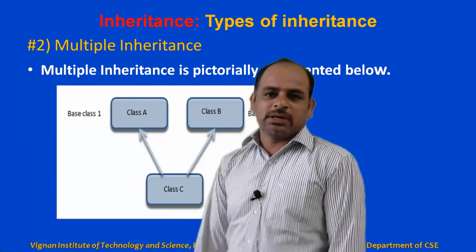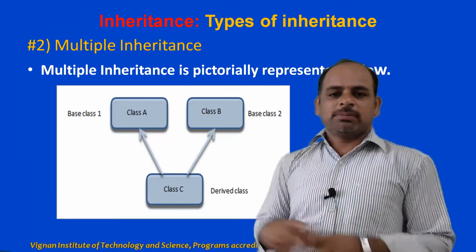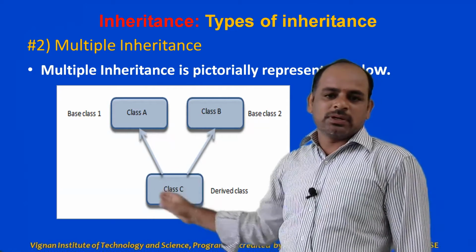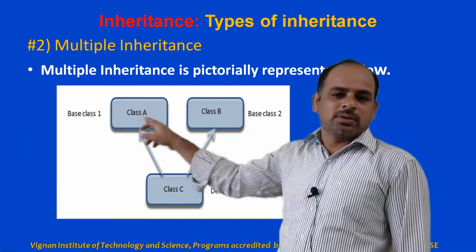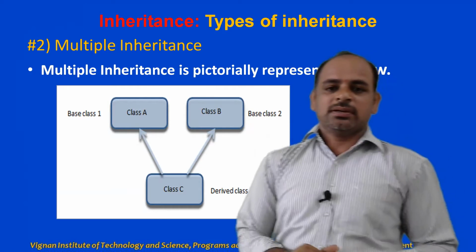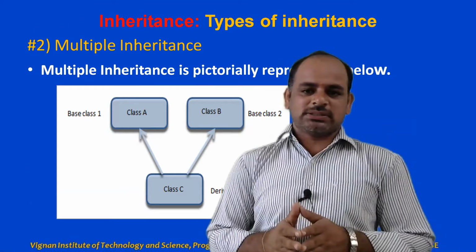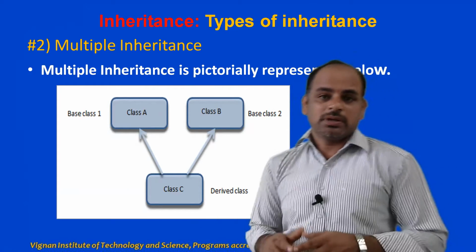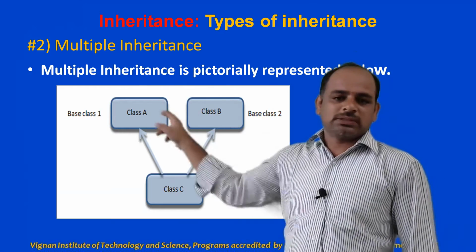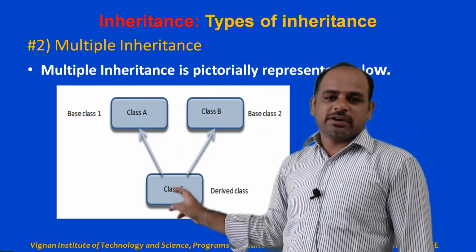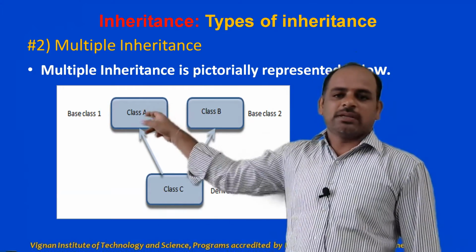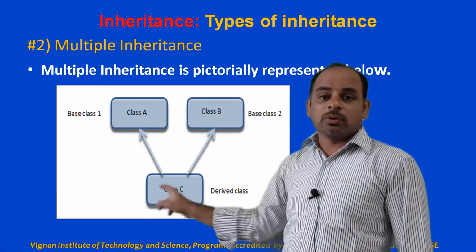So we have one more type of inheritance, multiple inheritance. In multiple inheritance, we have 2 base classes and only one derived class. So one class is derived from more than one base class. Such an inheritance is called multiple inheritance. Deriving a new class from more than one base class is called multiple inheritance. This is base class 1 and base class 2. Class A and class B are the 2 base classes. Class C is the derived class. C is derived from class A and class B. So C will inherit the properties of A as well as B, and it will have its own properties too.